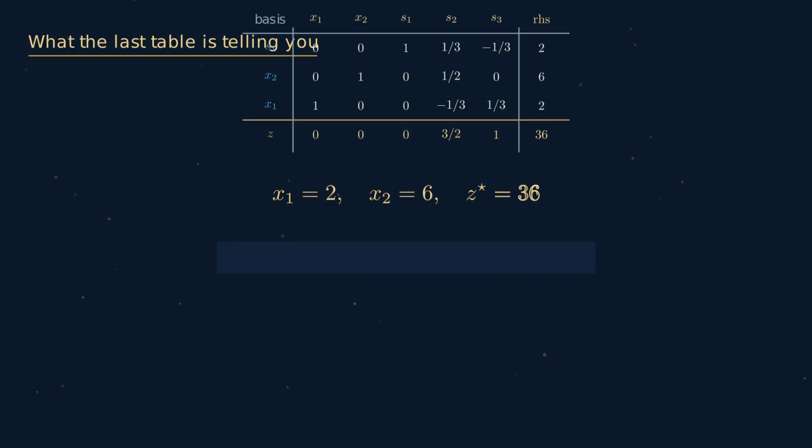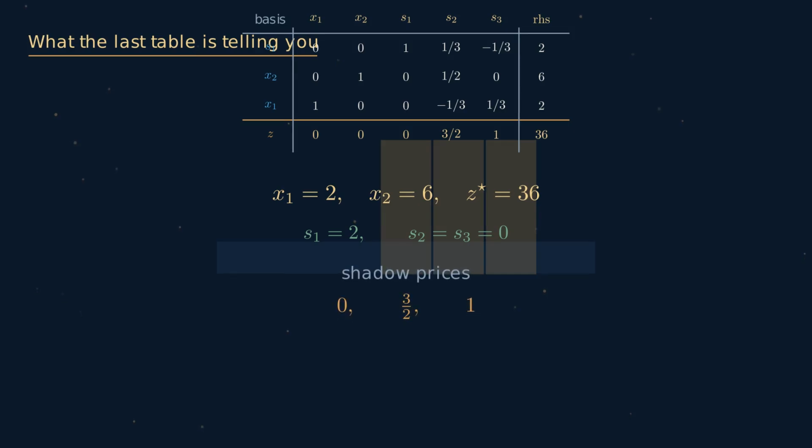The answer is sitting in plain sight. Match each basis variable's name to its right-hand side: x1 is 2, x2 is 6, and the profit is 36. The slacks are just as useful. s1 is 2, so that first resource still has room to spare. The other two are 0, those constraints are pressed flat against the solution. They are your bottlenecks.